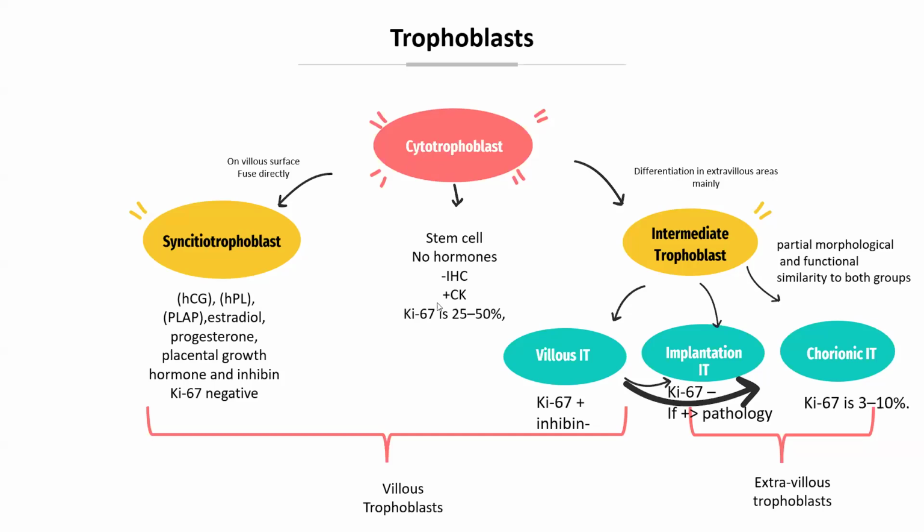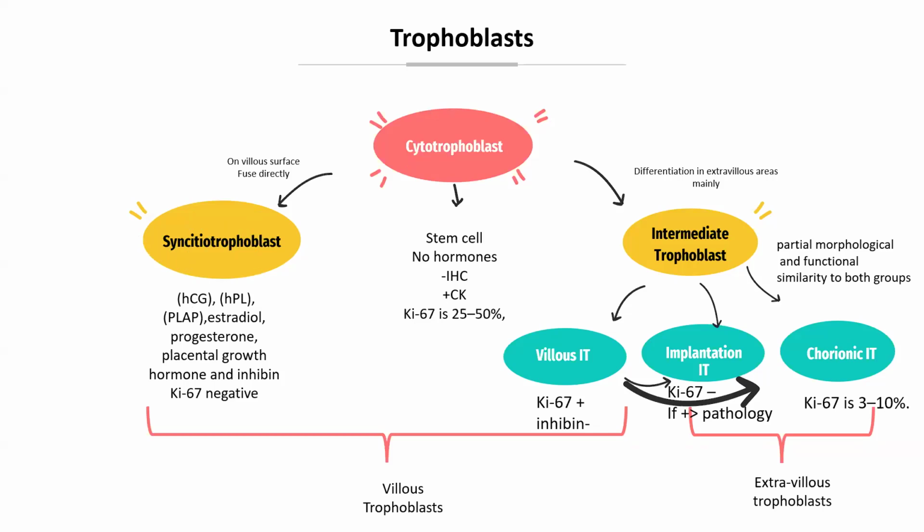So we can use this information to be detected by a very well-known proliferative immunohistochemical marker, which is the Ki-67. So they have a good proliferative power. The syncytial trophoblasts are actually the multinucleated cells.